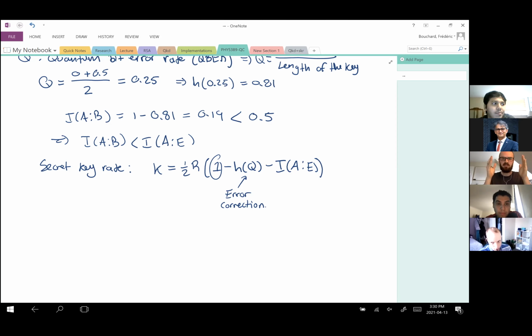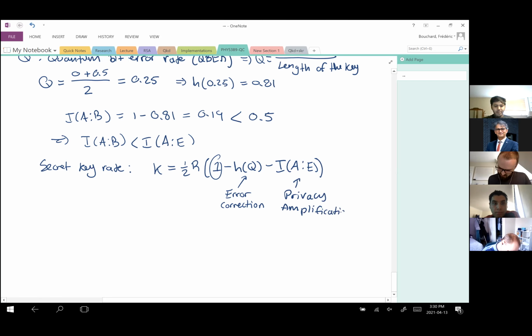Now there are no errors, but you know Eve probably has some information about your key. So you have to do one more step, which is called privacy amplification, and that comes at a cost. That is the mutual information between Alice and Eve. And then you get a smaller fraction. By the way, for BB84, this is a special case. The mutual information between Alice and Eve has a simple form, and it's just H of Q.